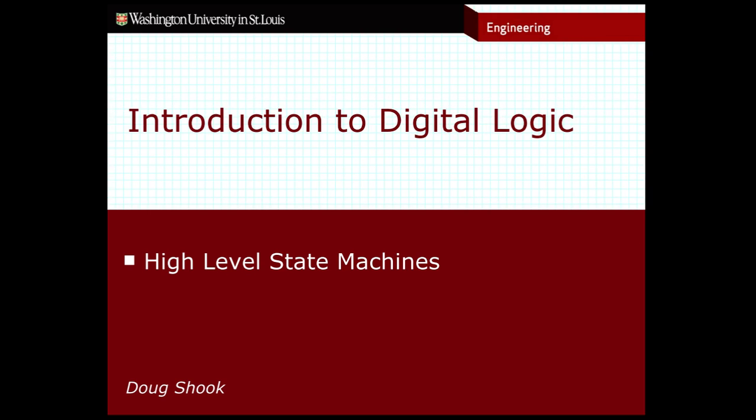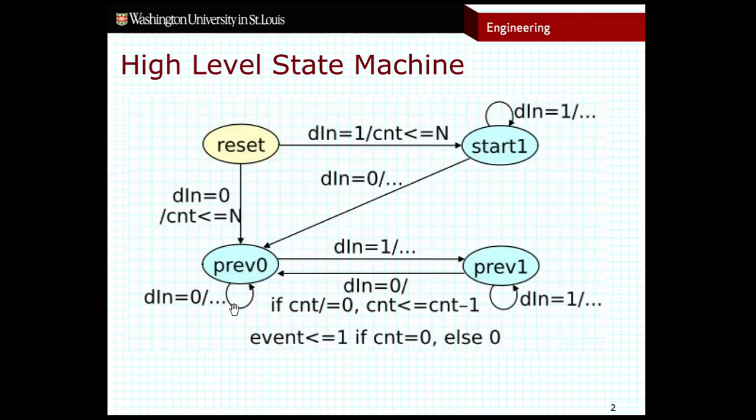So here is an example of a high-level state machine. Well, let's walk through and see how this works. I'm going to ignore this start one state for now. We're going to come back to that in just a second. We're going to pretend like it's not here for the time being. So the way that this works is we're going to start in the reset state, right? And then we will transition to previous 0 based on the fact that our input, dn is the name of our input, right? We're going to transfer to previous 0 based on the fact that dn is equal to 0.